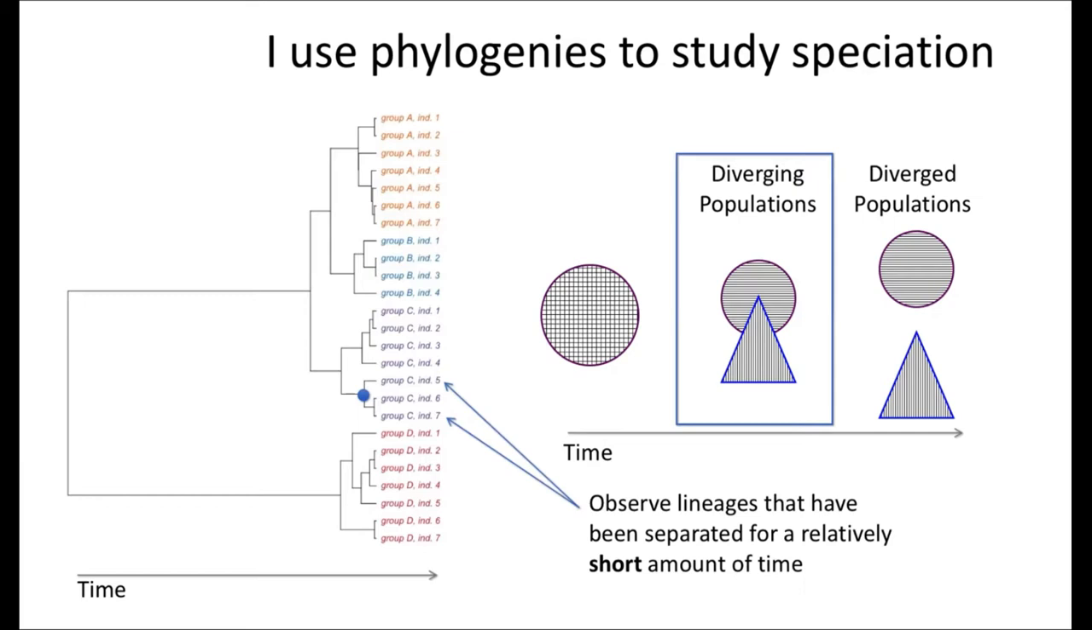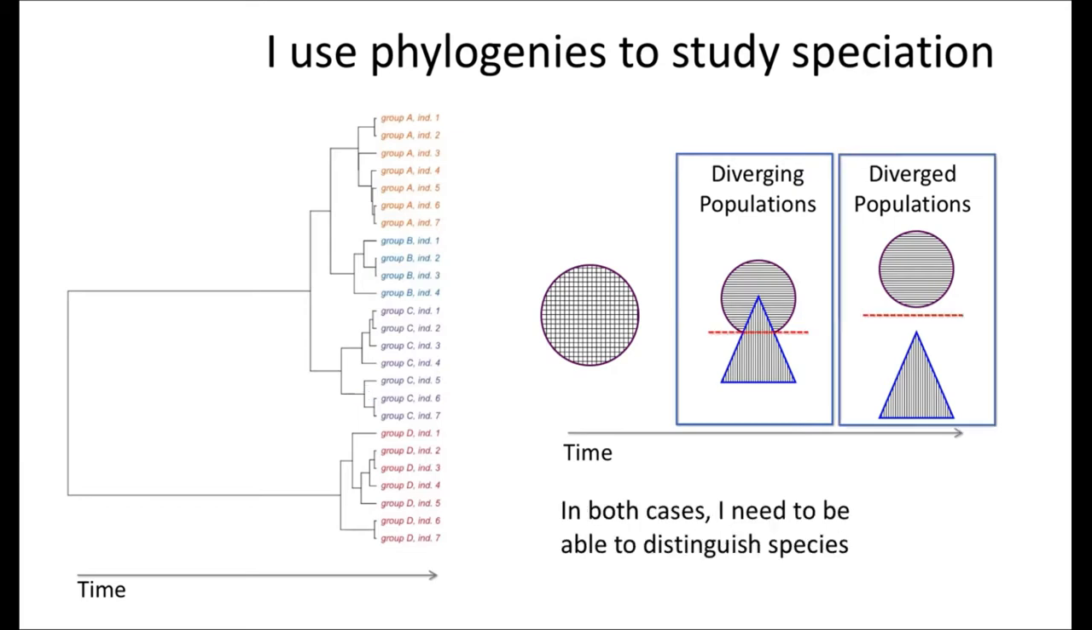But to make any of these kinds of observations, one of the most important things that I need to be able to do is to distinguish species and to tell diverging populations or diverging lineages apart from one another.